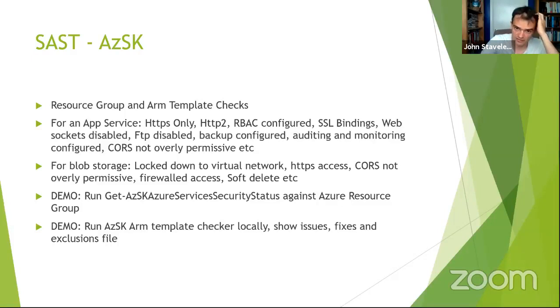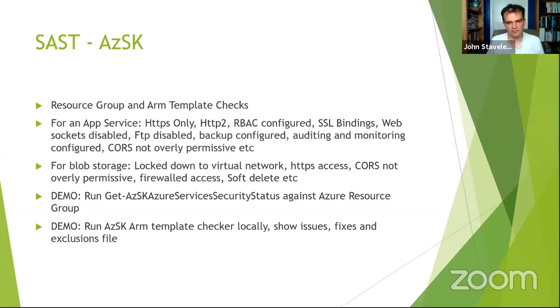For availability purposes, you've got to have backup configured, and then auditing and monitoring, so if any nefarious users change things, then you'll find out about it. Also, cross-origin resource sharing should not be overly permissive. So that's for the app service. For blob service, it's looking for a different set of things. So it's locked down to a virtual network, it's got full HTTP access, CORS is not overly permissive, firewalled, soft delete enabled for availability, that kind of thing.